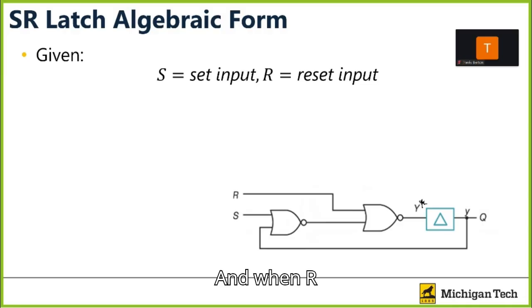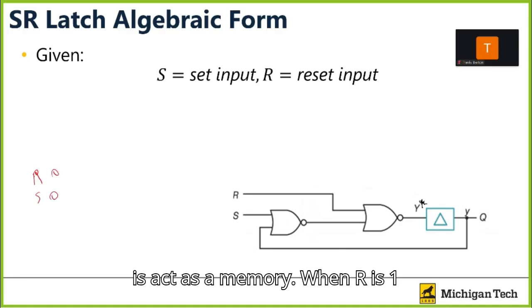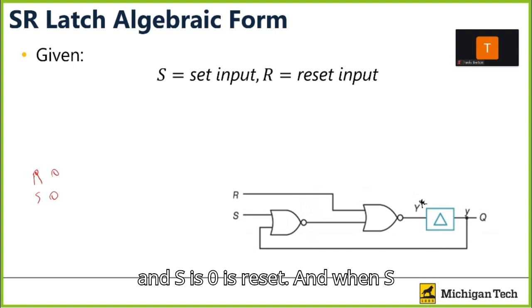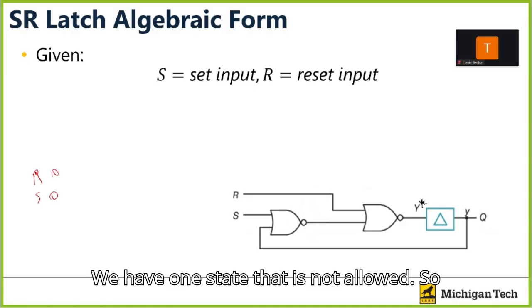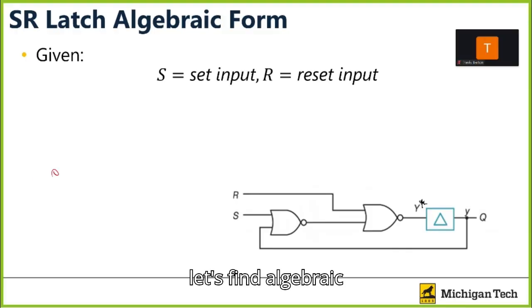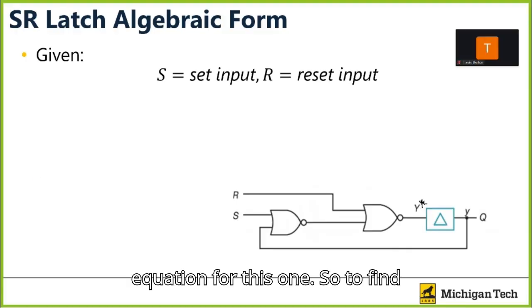And when R and S are 0, it acts as a memory. When R is 1 and S is 0, it is reset, and when S is 1 and R is 0, it is set. And 1, 1 is not allowed. We have one state that is not allowed. So let's find the algebraic equation for this one.